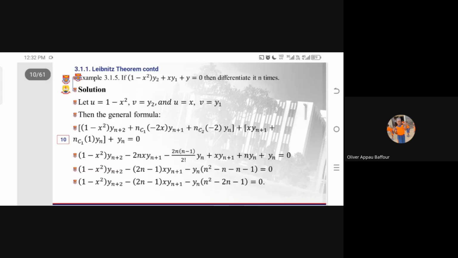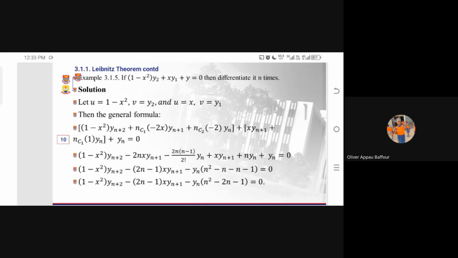So we have another example here, and we are being asked to use Leibniz theorem to do so. So we want to also find the nth derivative. This particular function has three different terms. We want to do it stepwise so that you don't get confused. For the first part, we have open bracket 1 minus x squared close bracket y2, then the next one plus xy1, and the next one is plus y equal to 0. You are being asked to differentiate it n times. So the idea is finding the nth derivative.